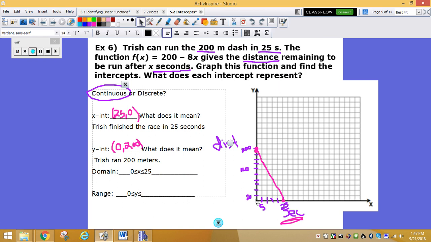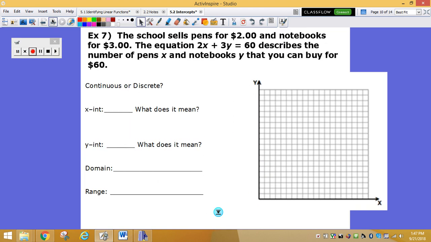And how far away, how much did she run? She ran 200 meters. All right, let's do another one like this where it asks me tons and tons of stuff. This one, the school sells pens for $2 and notebooks for $3. And the equation is 2x plus 3y equals 60. Describe the number of pens and notebooks you can buy for $60. So this is important. Bam, pens are x and notebooks are y.